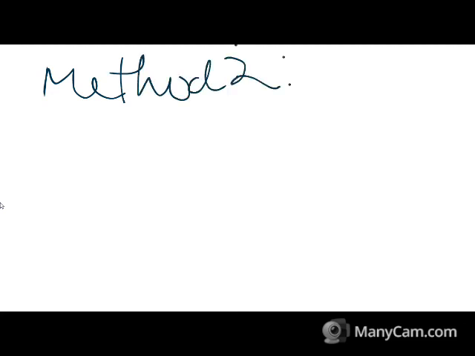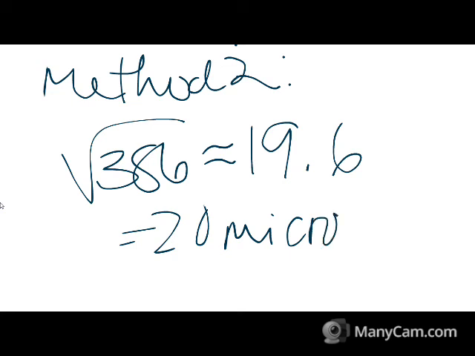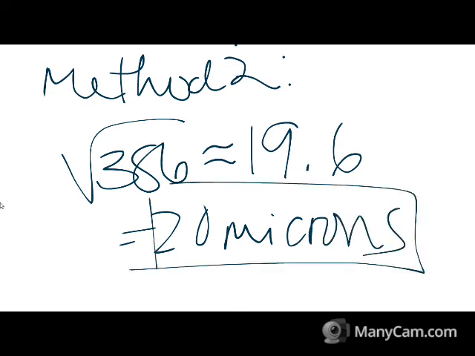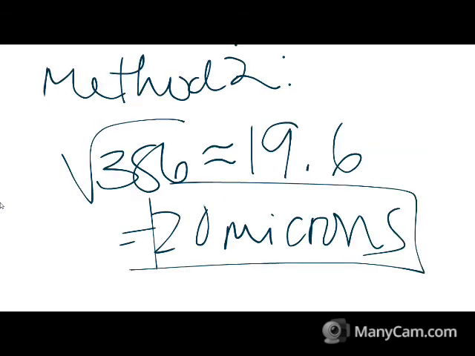Or, which is a way that you guys would probably like, method 2, is using a calculator. So, either on your TI-83 or TI-84, or if you have a different calculator, you can estimate by putting in the square root of 386. And that gives you roughly 19.6, which when you round up will give you 20 microns. So if you don't have a calculator, it's probably better to use the first method. But if you do have the calculator, it's much faster and much more efficient.